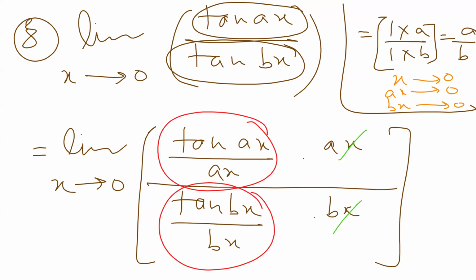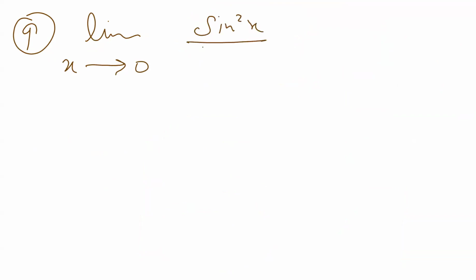Okay, so I think everybody should have copied this. Yes, sir. Limit x approaches 0, sine square x upon 2x. Now let us first analyze this problem. There is a square at the top, but down there is no square. So we cannot really group by taking a common square.